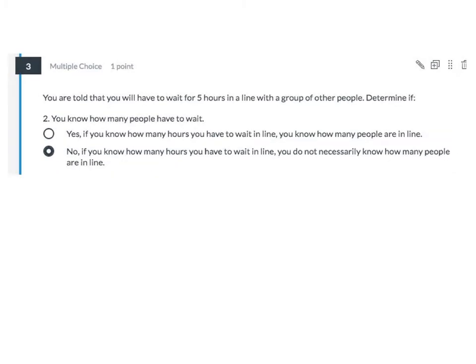Here is number 3. Again, you have to wait 5 hours in a line with a group of other people. Determine if you know how many people have to wait. Do we know anything about the line? No. If you know how many hours you have to wait in line, you do not necessarily know how many people were in the line. You don't know how long those people are going to take. They may take a very short amount of time, or a long amount of time. So just knowing the hours does not mean you know how many people were in line. That's why it was no.